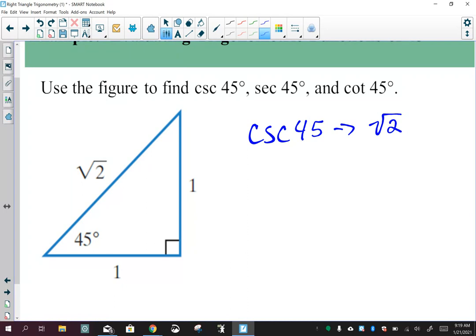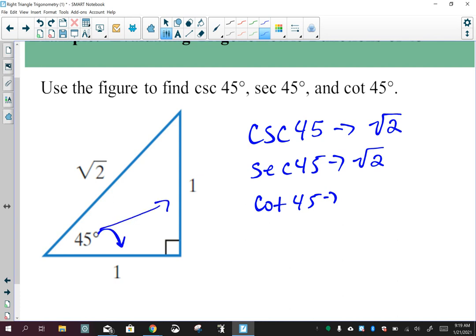Secant is going to be the same thing, because again, it's a 45, 45, 90. So cosecant and secant are going to be the same thing. And then cotangent is opposite over, no, it's not. It's adjacent over opposite. Well, adjacent over its opposite is 1 over 1, which is simply 1. Okay.